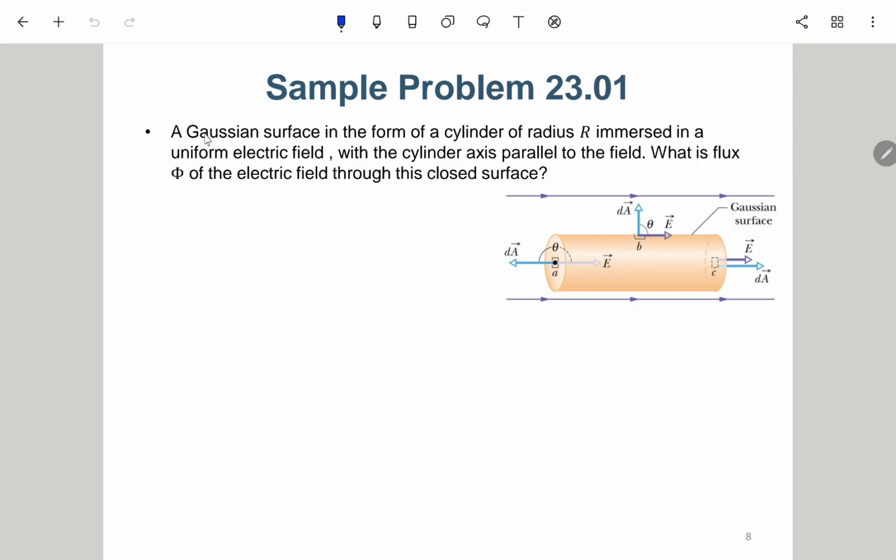Okay, so here we have a central problem. It says a Gaussian surface in the form of a cylinder of radius r immersed in a uniform electric field. So here, actually, we have an E field pointing to the right side. The E field is uniform and pointing in the same direction, to the right side in this figure, with the cylinder axis parallel to the field.